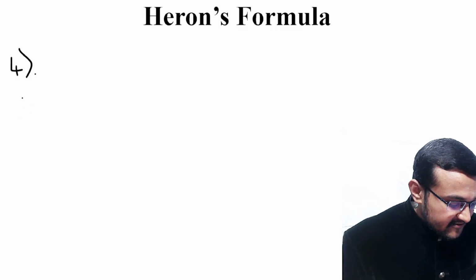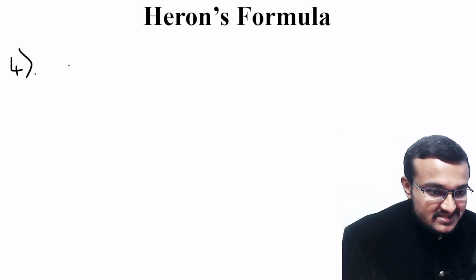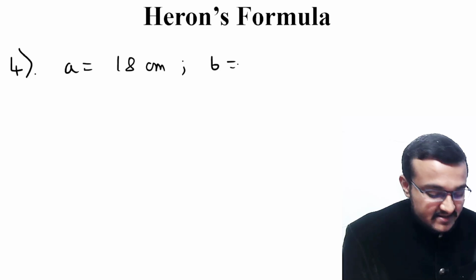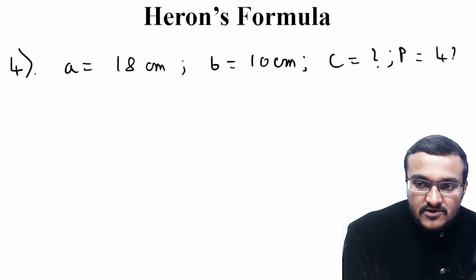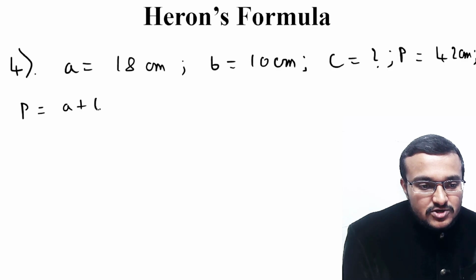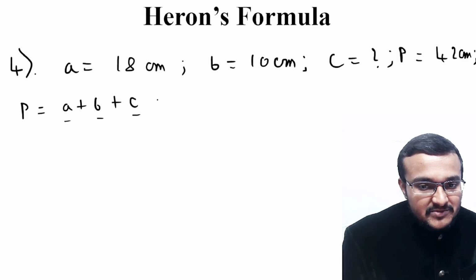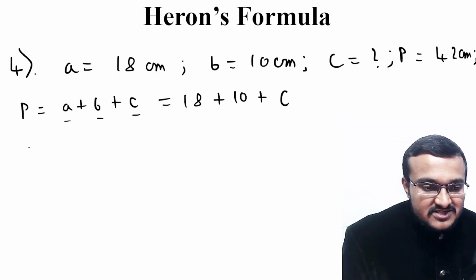So in fourth question, you have to find the area of a triangle where two sides of the triangle are given. So one side is equal to 18 centimeter and the other side is equal to 10 centimeter. We don't know the third side, but perimeter is given as 42 centimeter. So we know that perimeter is equal to sum of all the sides of that particular polygon. So here A plus B plus C will be the perimeter. So A is 18 centimeter, B is 10 centimeter plus C we don't know. So perimeter is 42 centimeter.